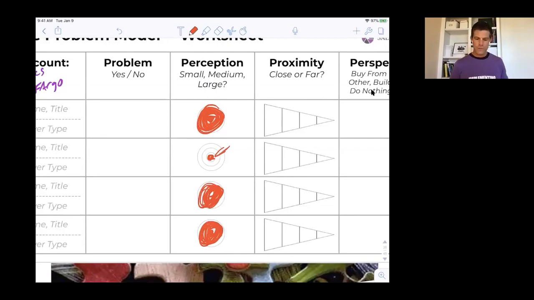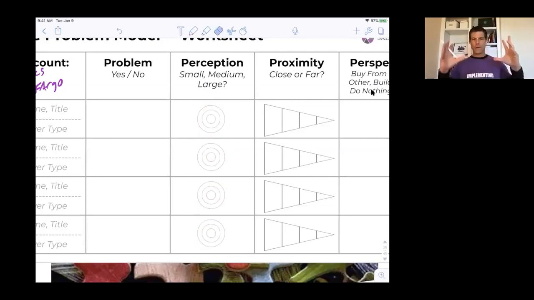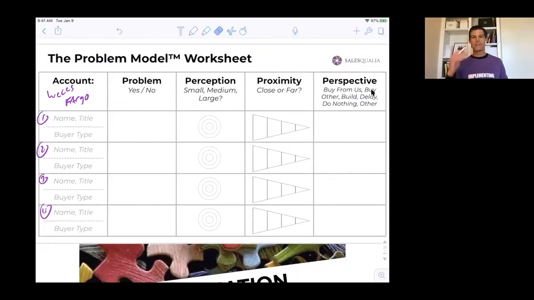Why is that? So this is just designed to help you get a visual on the different buyers and whether or not they have a small, medium, or large perception of the problem. Proximity.